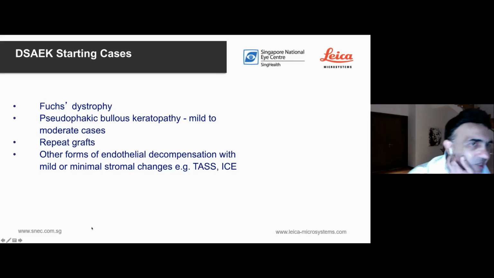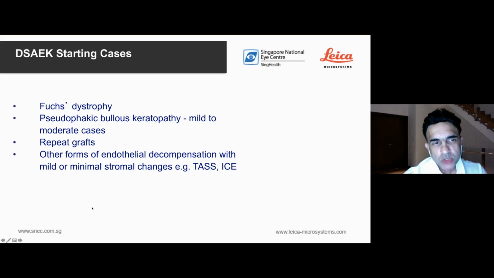So which are the ideal cases you should start with when you're doing DSAEK? Typically a Fuchs dystrophy is a good case to do, either if they've had previous cataract surgery in the past and then decompensated, or a primary Fuchs that's already got fold cells.